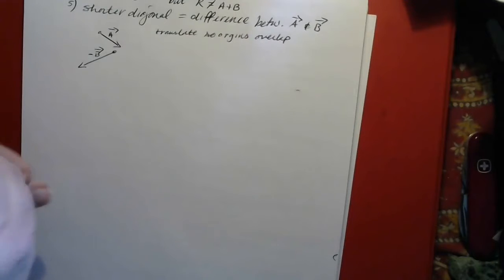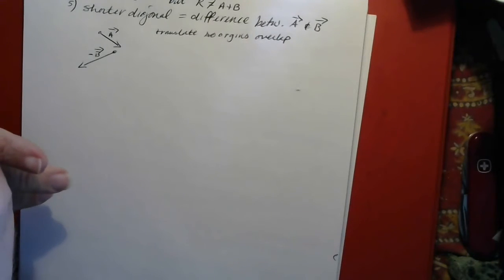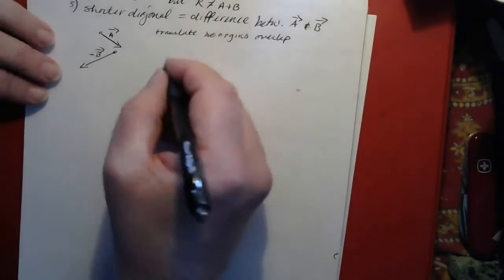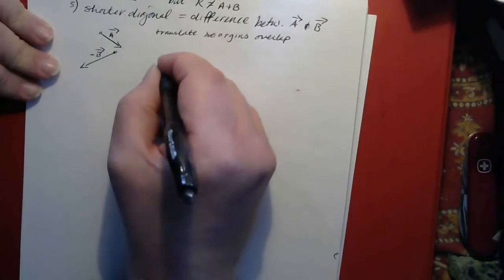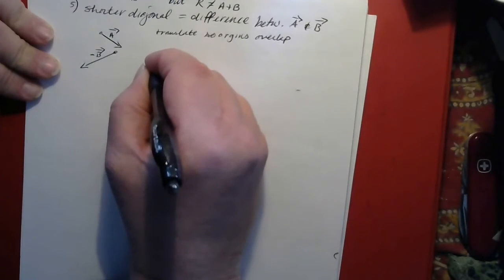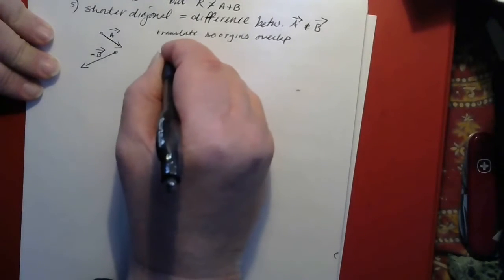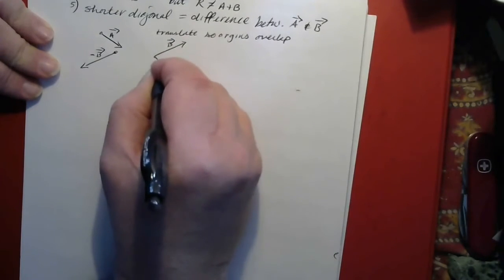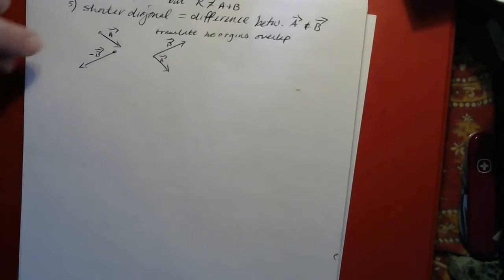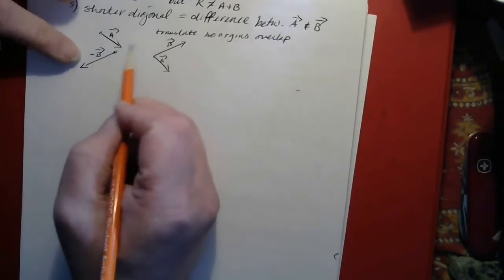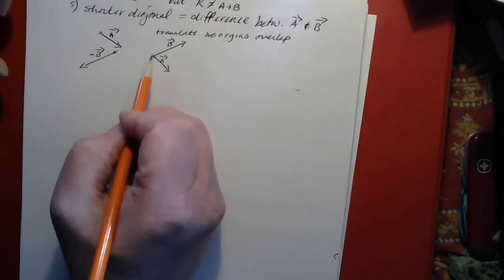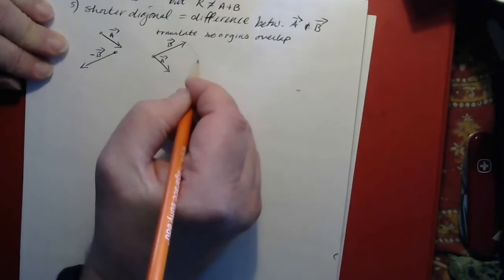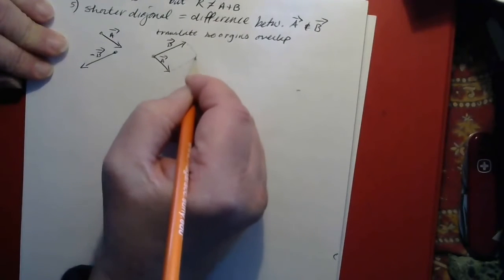And what we have here is essentially the same thing we did before. So you end up with B and A with their origins overlapping. For B, you basically have to reverse it and make it point the other way so that you can get the origins to overlap like this. And you can draw the other lines to make the parallelogram.